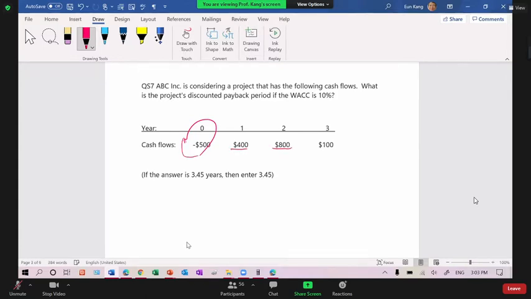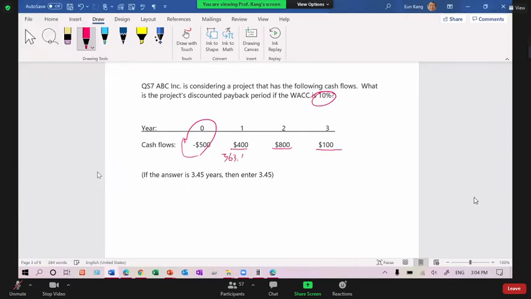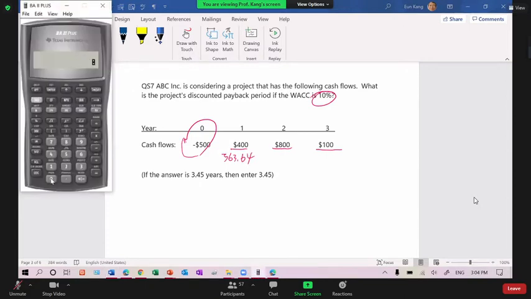So this is present value, so you don't have to do anything, but you have to make all those cash flows present value, right? WACC is 10%, so 400 divided by 1.1 is 363.64. And 800 divided by 1.1 divided by 1.1 is 661.16.